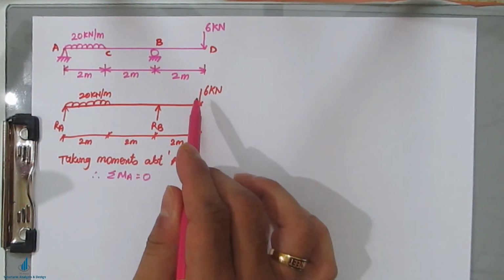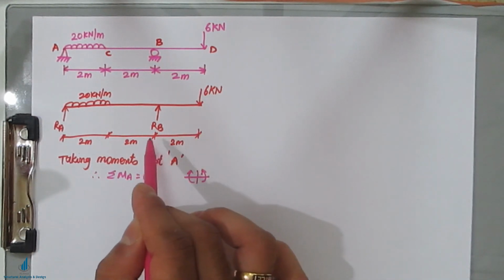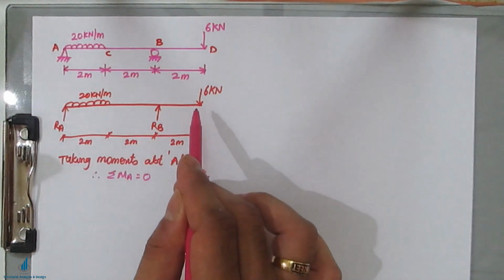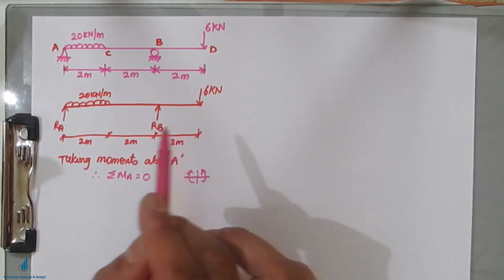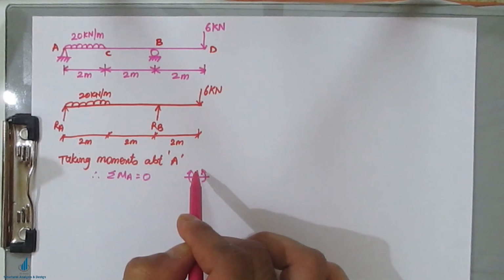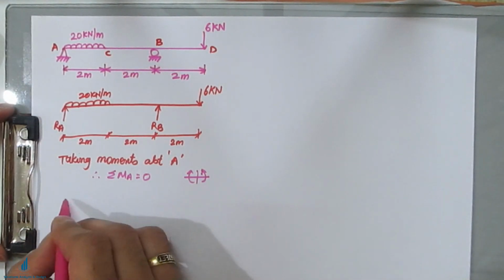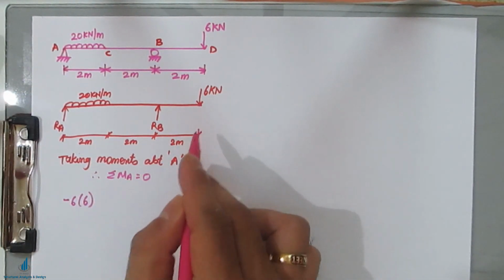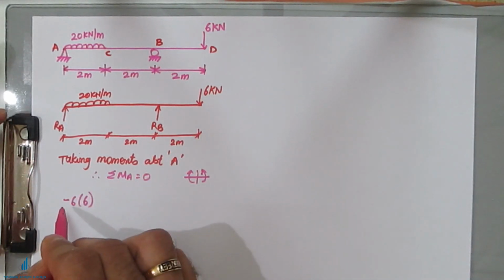Now this 6 kilonewton is moving in the clockwise direction at a distance of 6 meters about point A. Clockwise means it is negative because we are taking anti-clockwise as positive. So this will become minus 6 into 6, since the 6 kilonewton acts at a distance of 6 meters and moves clockwise, so I have written minus.